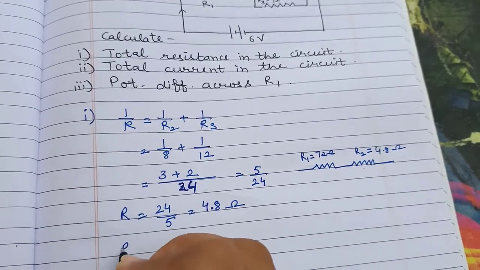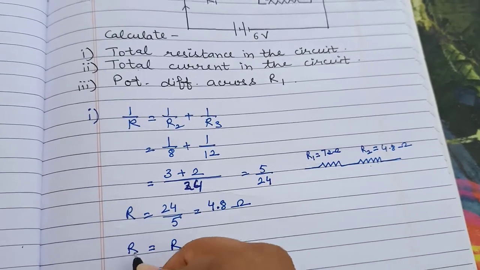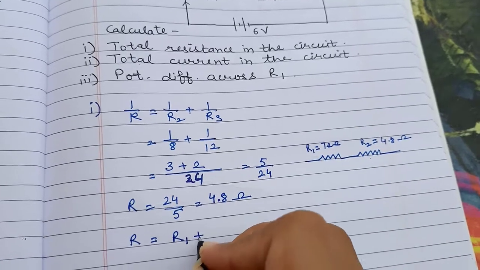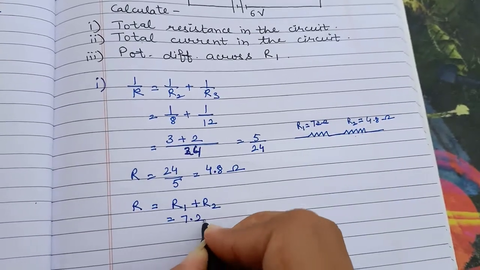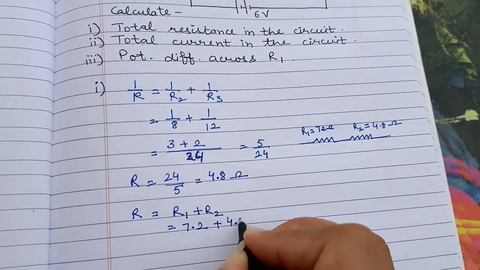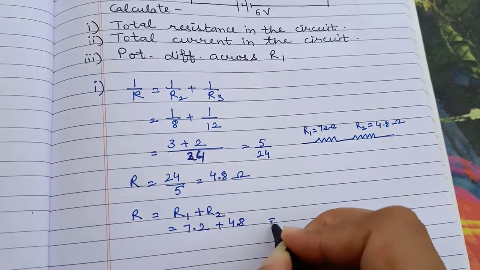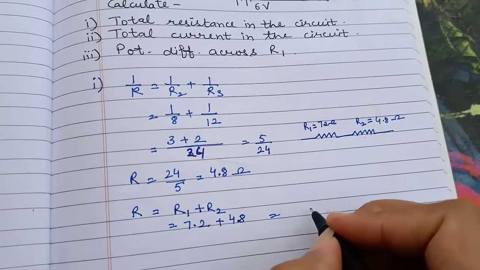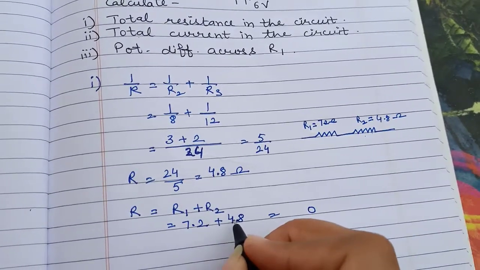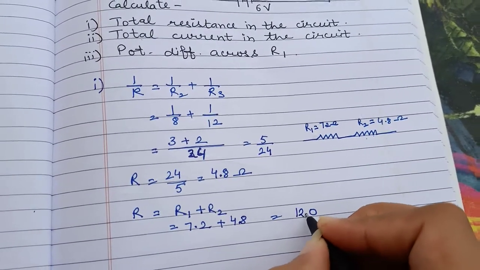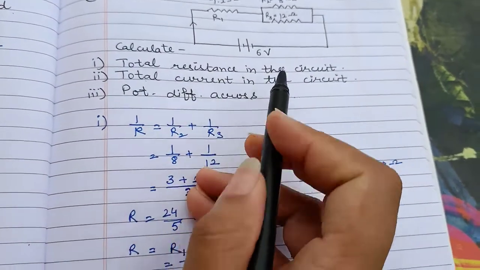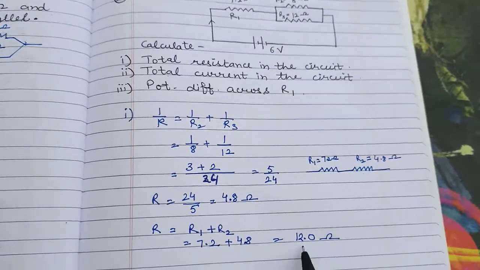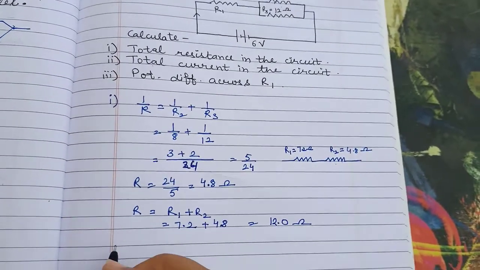So the resultant resistance in series is equal to R1 plus R2, and R1 is given as 7.2 and R2 we have calculated is 4.8. 8 plus 2 is 10, 7 plus 4 is 11 and 1 is 12. So we get 12 ohm. So the first part, the total resistance in the circuit, will be equal to 12 ohm.